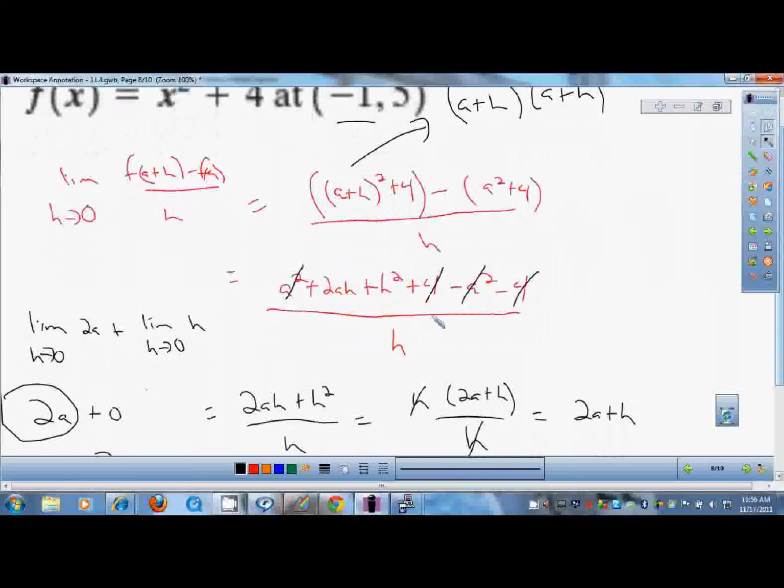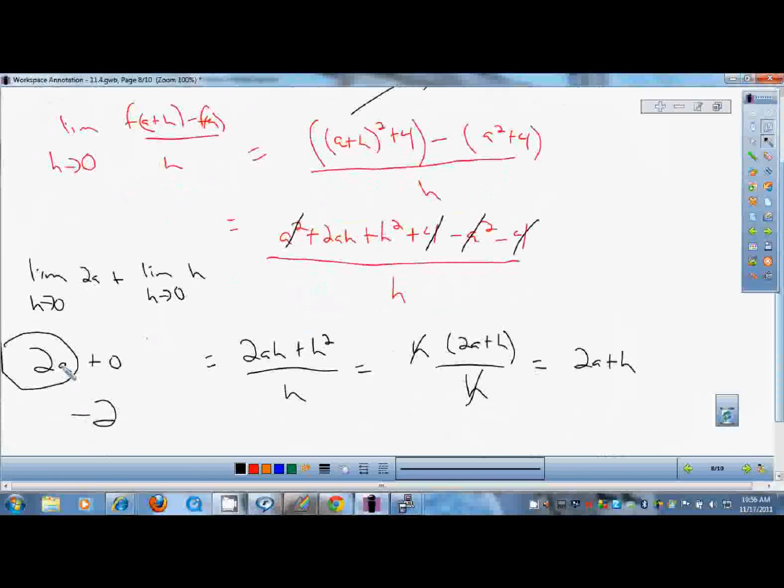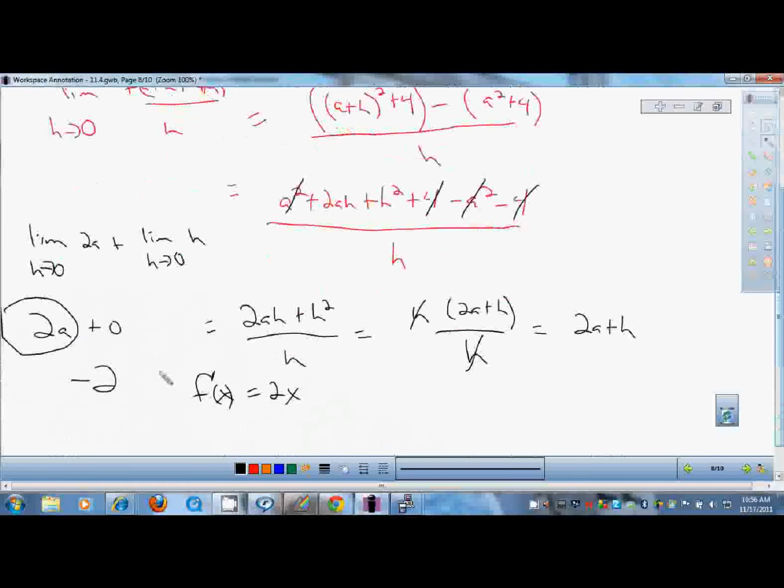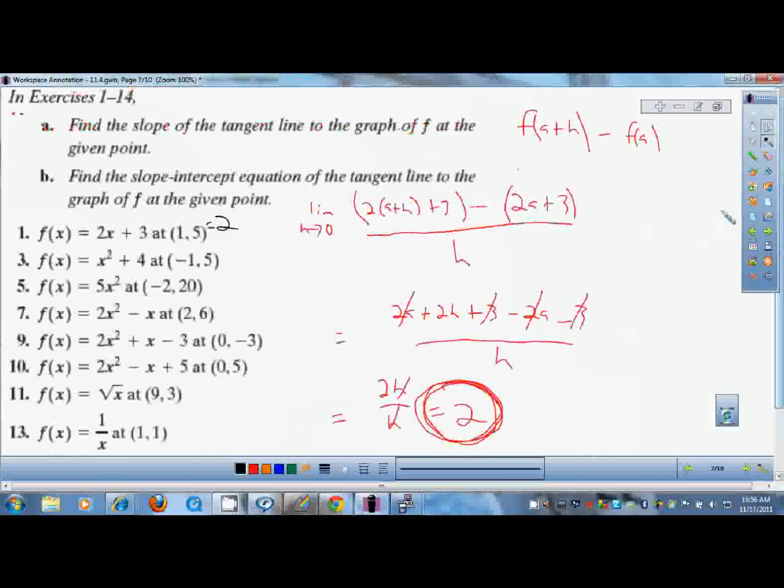So, when you're done with your function, think of this as f of x instead of 2a. Think of it as your derivative function is just 2x, if you want to think about it like that. Then you just punch in your x value, and you get the -2. We'll do some more. I think it'll be a little clearer once we do some more. So that's part 1. Part 2 said, find the slope-intercept form.